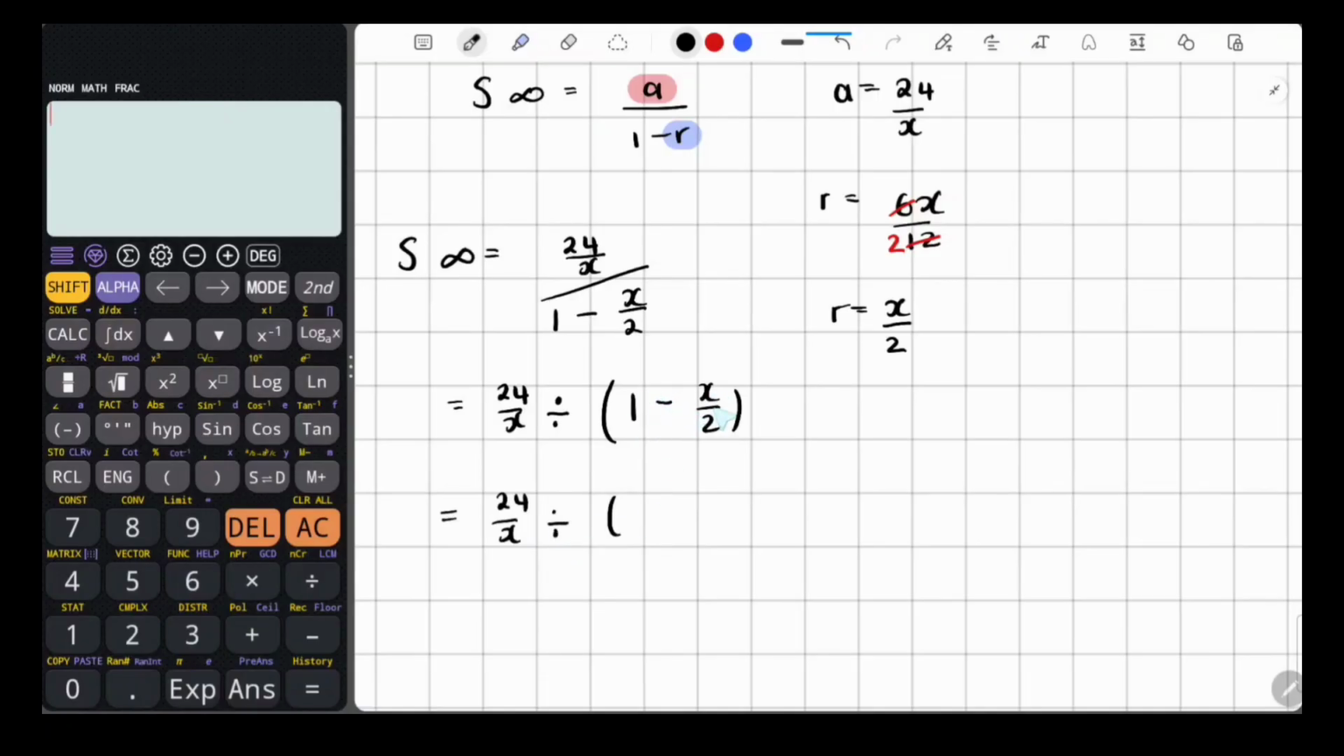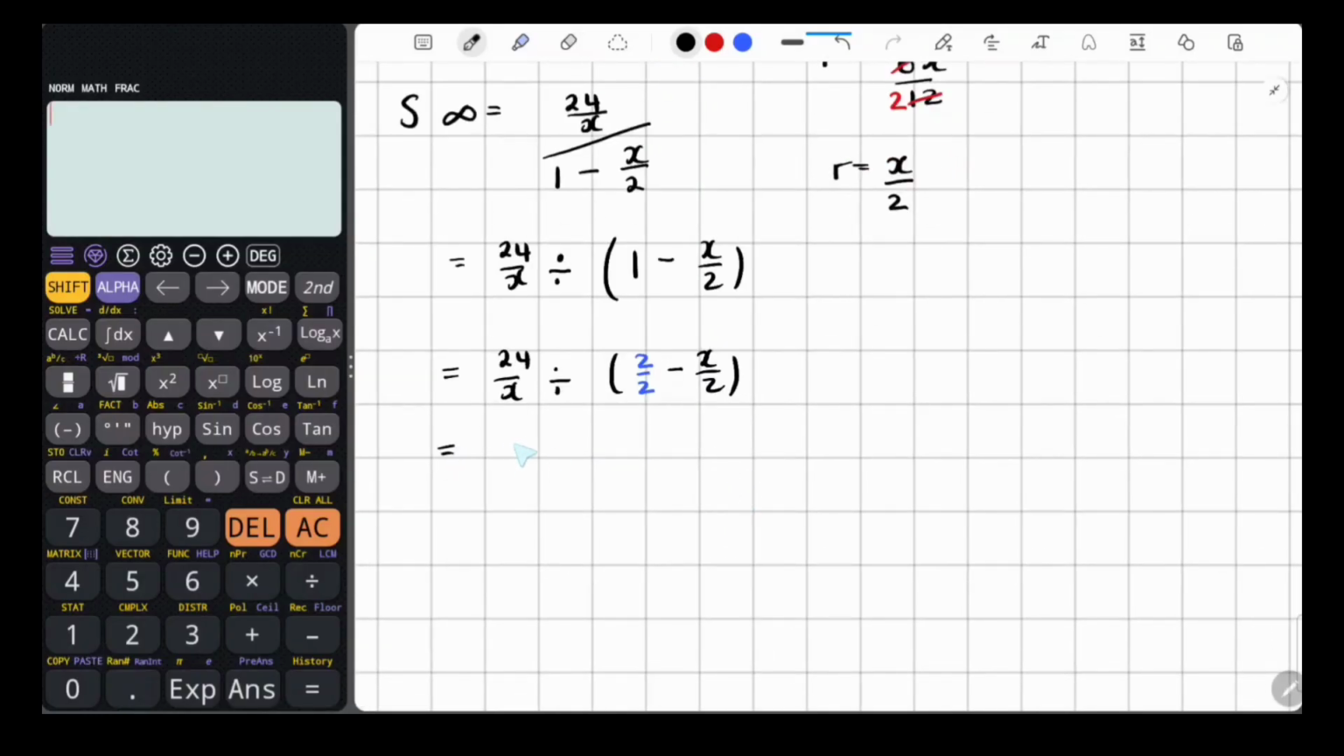So we still have the 24 over x being divided by the 1 minus x over 2. Since we have to subtract, when you have to subtract or add, your denominators need to be the same. So I can just call the 1 2 over 2 instead. That will still be 1, but the denominator is now the same as that, minus x over 2. Then we have the 24 over x, and then divided by, I don't need the brackets anymore, I'm going to keep the denominator the same, and the numerator is now 2 minus x.